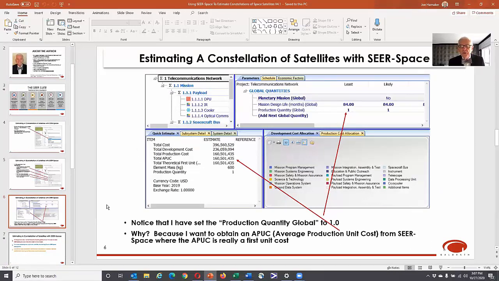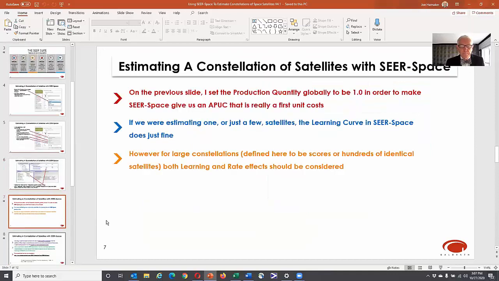Okay, the next step is to set the production quantity. Now notice in the top right-hand quadrant of this screenshot, I've got production quantity set at 1. Well, why have I done that when I'm talking about a constellation of satellites? It's because I want the model to really give me an APUC, an average production unit cost, that's really a first unit cost. If you look at the bottom left-hand quadrant of this screen, you'll see total APUC at $160.5 million. Because I've got the quantity set at 1, the model is really giving me that number as a theoretical first unit or T1 cost, first unit cost. And I'll explain why I'm doing that in a subsequent chart.